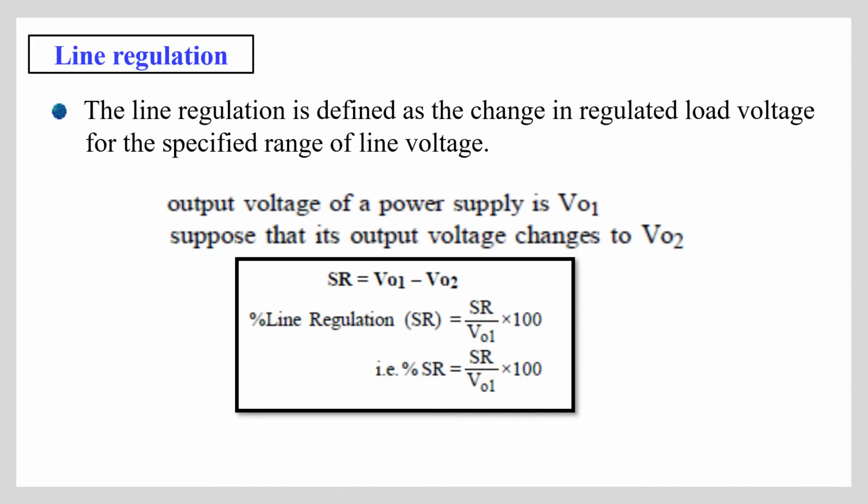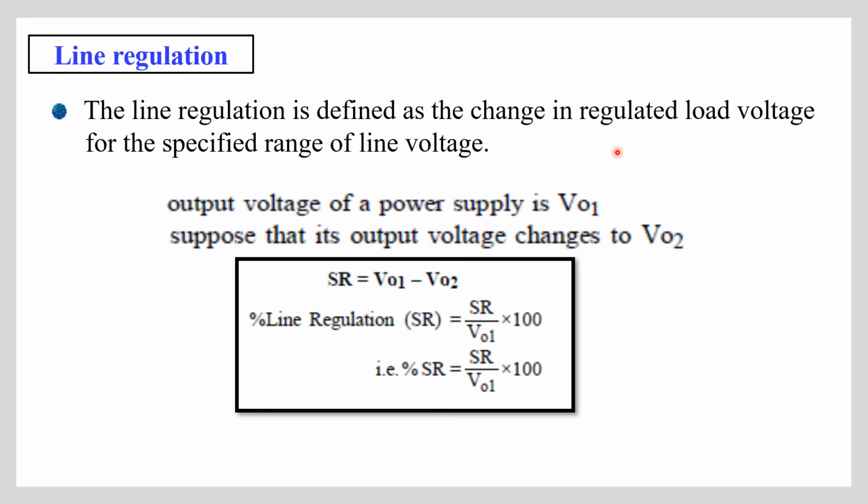So let us see the next characteristic of power supply, that is line regulation or source regulation. The line regulation, that is source effect, is defined as the change in the regulated load voltage for the specified range of line voltage. Typically 230 volt is our line voltage, plus minus 10%, that much variation is okay. Then the line voltage changes from 207 volt to 253 volt.